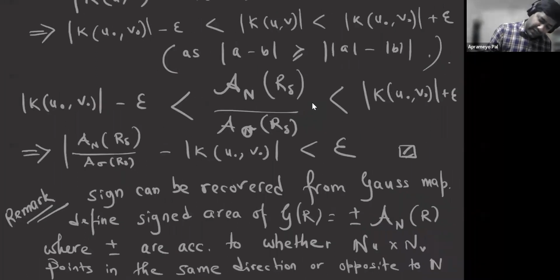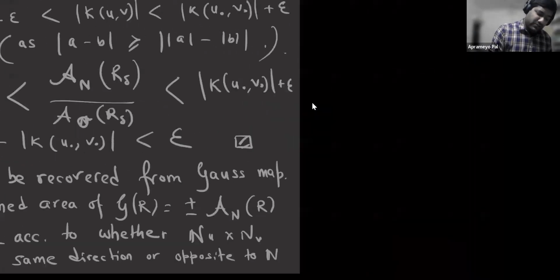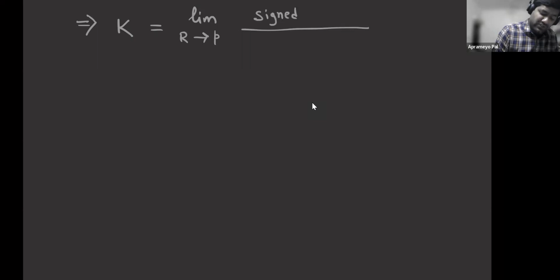So essentially what I am saying, you can actually get this result that the Gaussian curvature is nothing but the limit, as you send the balls to the point, of the signed area of G of R in the numerator, and in the denominator you just take the area of R.